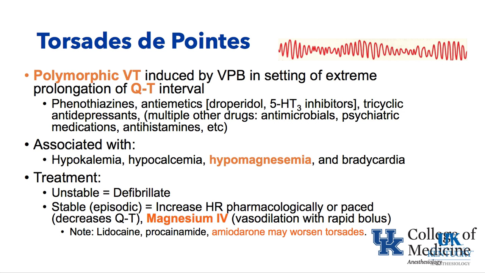If it's unstable, you're going to defibrillate them. If it's stable and you have time, you're going to give them magnesium, and you're going to attempt to increase their heart rate to decrease their QT interval. And remember that drugs like lidocaine and procainamide and amiodarone, that may be drugs that we use to treat ventricular tachycardia, would not be great drugs in this situation because of the QT interval prolongation.